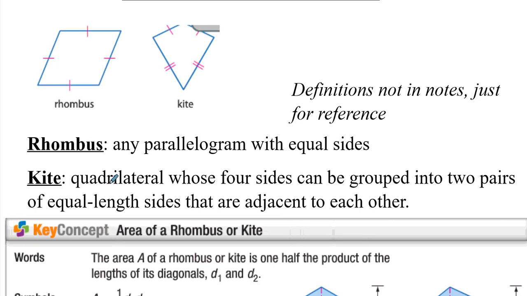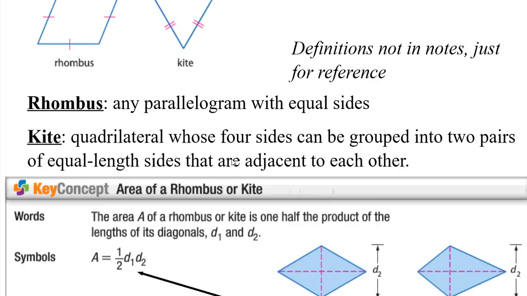A kite. A kite is a quadrilateral whose four sides can be grouped into two pairs of equal length sides that are adjacent to each other. So it's a four-sided figure where the adjacent sides are of equal length. So a figure that looks like that, what we call a kite.